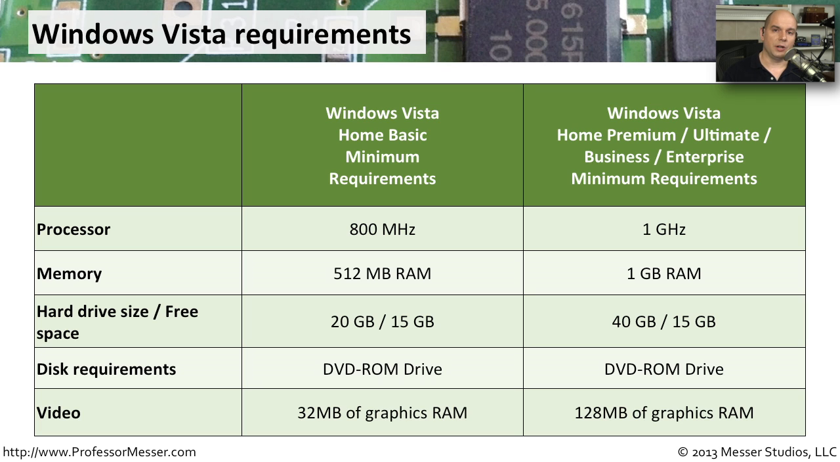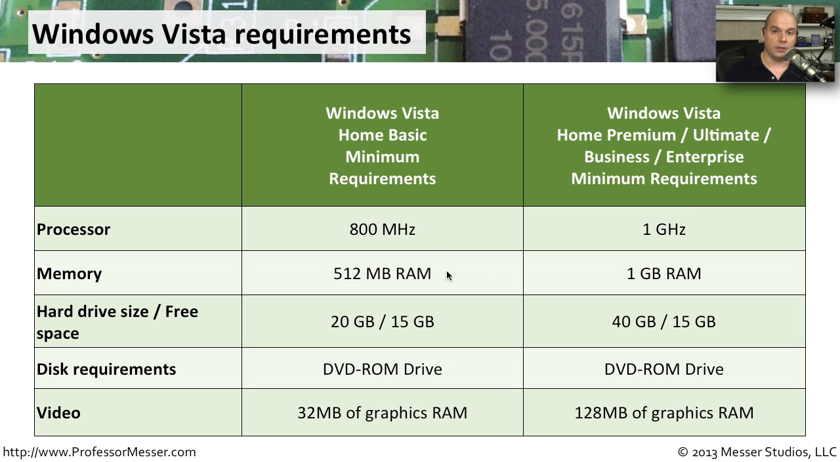These requirements are split. There is one group of requirements for Windows Vista Home Basic. There is a completely different group of requirements for Windows Vista Home Premium, Ultimate, Business, and Enterprise. We need to have at least an 800 megahertz processor to be able to meet the minimum requirements for Windows Vista Home Basic, and we need at least a 1 gigahertz processor for the other Windows Vista editions.